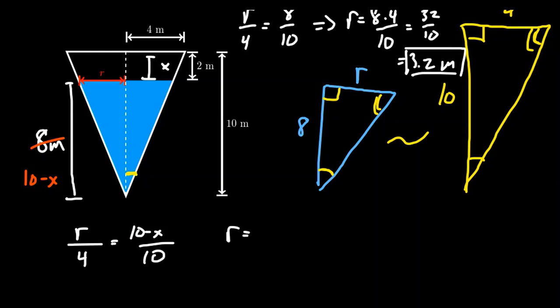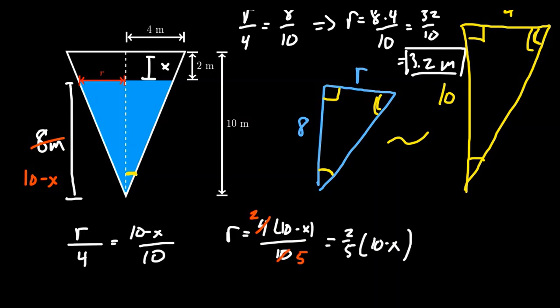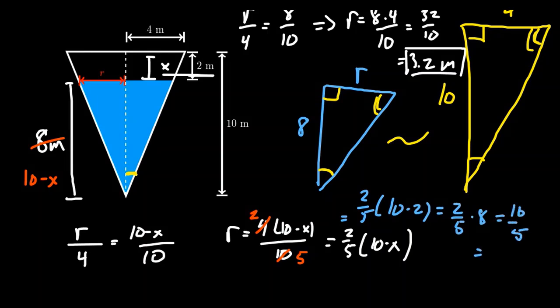We get R is equal to 4 times 10 minus X all over 10. 4 and 10 both have a common factor of 2, which you can cancel out. And so we see that the radius is equal to 2/5 times 10 minus X, which we can then check against our answer. If we take X to be 2 like we saw before, that would look like 2/5 times 10 minus 2, which is 8. 2 over 5 times 8. 2 times 8 is 16 over 5, which is the same thing as 32 over 10, which is the same thing as 3.2. This gives us the answer we got before.